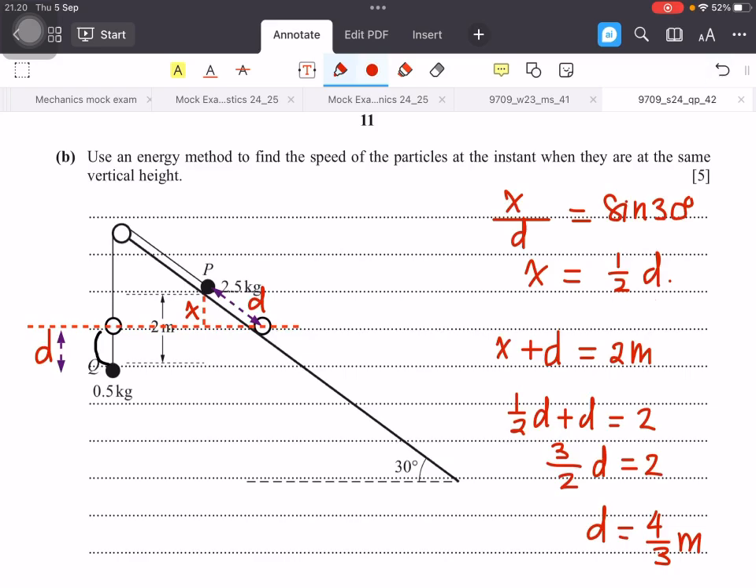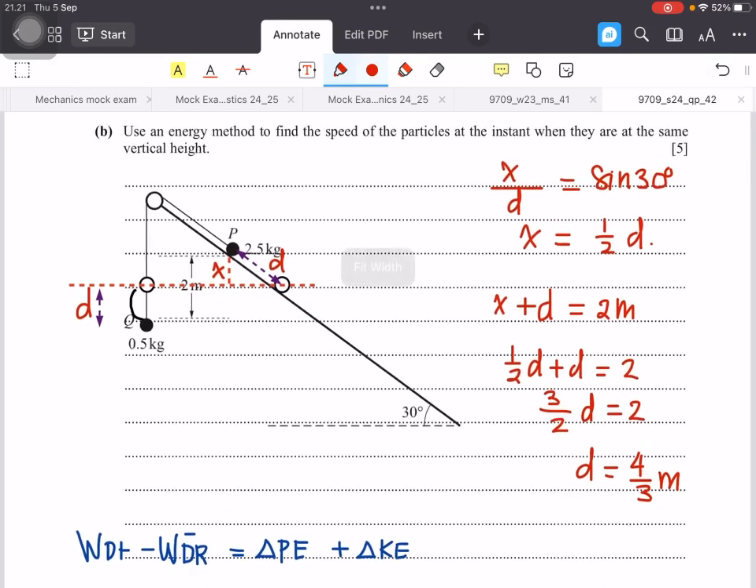And then, since initially P is 2 meters above Q, according to this diagram, it is obvious that x plus d is equal to 2 meters. And then replace x with half d, so the equation becomes half d plus d is equal to 2 meters. 3 over 2 d is equal to 2, so d is equal to 4 over 3 meters.